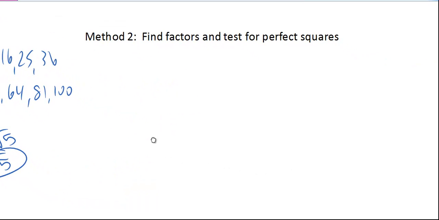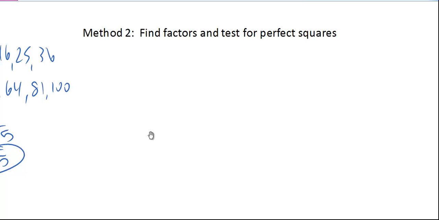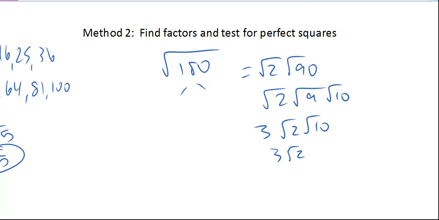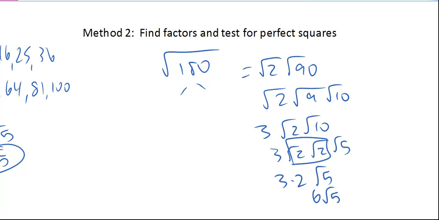And I want to compare this method to what if we were trying to find all of the factors and then test them. So this is kind of what you guys are doing. Okay, square root of 180. Well, I could write that as 2 and 90, so the square root of 2 times the square root of 90. But a perfect square in 90 could be 9 times 10. So now I have 3 times the square root of 2 times the square root of 10. And 10 can be 2 and 5, and so here I get a pair of 2's, so 3 times 2 is 6, times root 5.